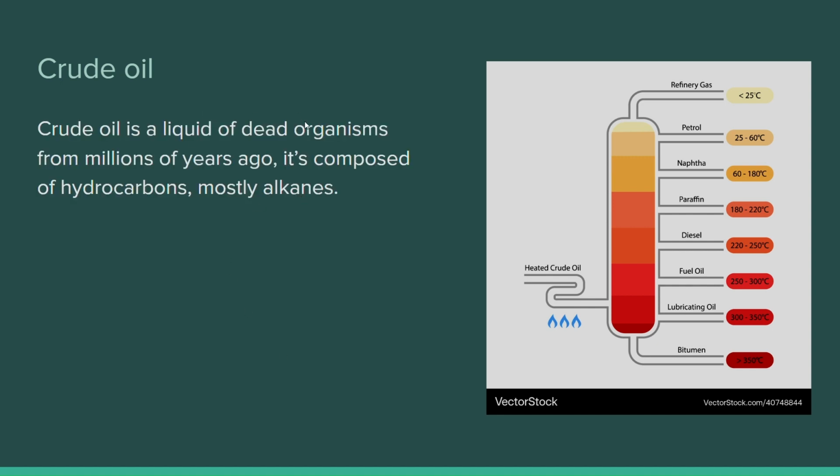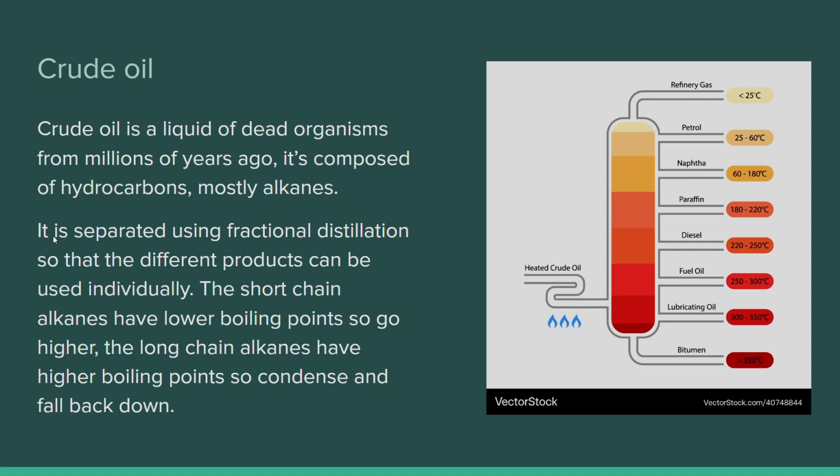Crude oil is liquid of dead organisms from millions of years ago, and it's composed of hydrocarbons, mostly alkanes. It's separated using fractional distillation so that the different products can be used individually. The short chain alkanes have lower boiling points, so they go higher, and the long chain alkanes have higher boiling points, so when it gets to below their boiling point, it condenses and falls back down into whatever fraction it belongs to.